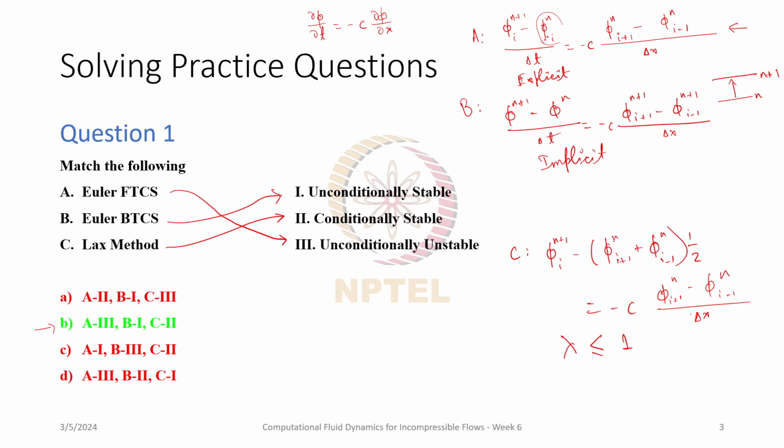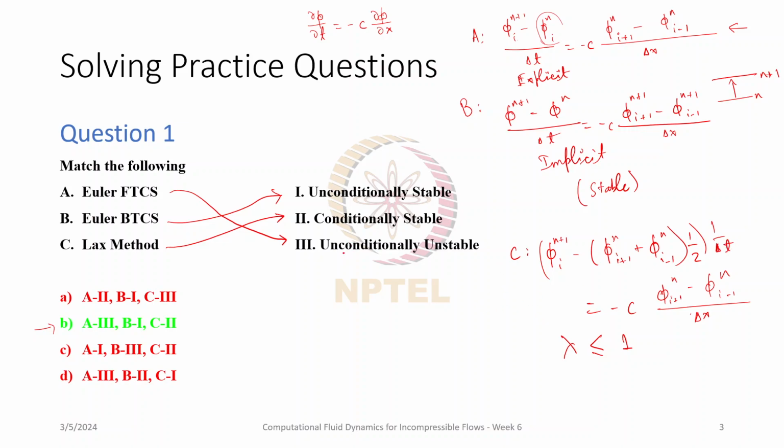So the explicit scheme, the first one, the Euler FTCS, is unconditionally unstable. That is never stable, so it's not useful. The BTCS scheme, the implicit scheme, is unconditionally stable. This is always stable. That is a hallmark of all implicit schemes. And option C, the Lax method, which is a modified form of the FTCS scheme, has to be divided by delta.